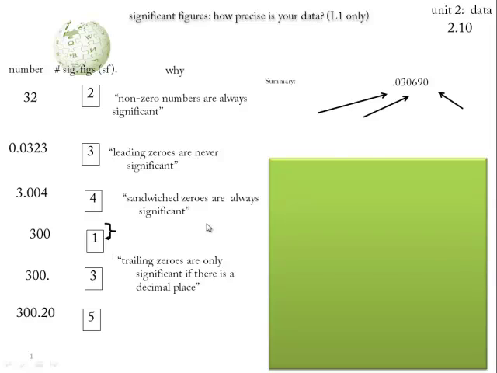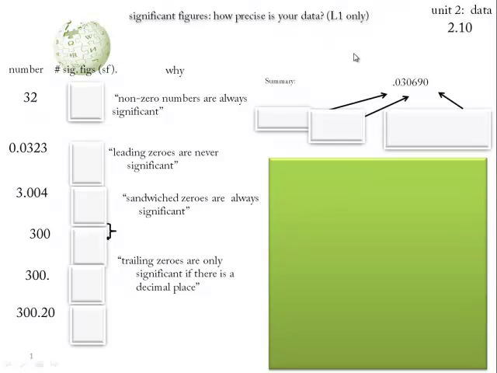Summary. Here's one with all sorts of things. A decimal place and zeros leading, central, and end. Leading, always dump them. Middle, never dump them. Final ones, trailing ones that is, keep them if there's a decimal place. This number has 5 significant figures. 1, 2, 3, 4, 5. We just dumped that one there.